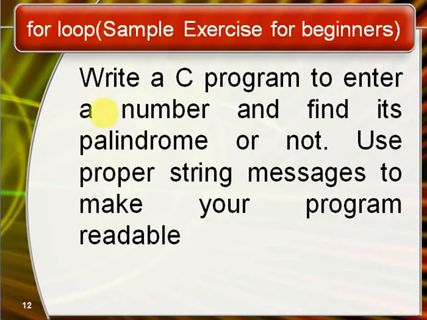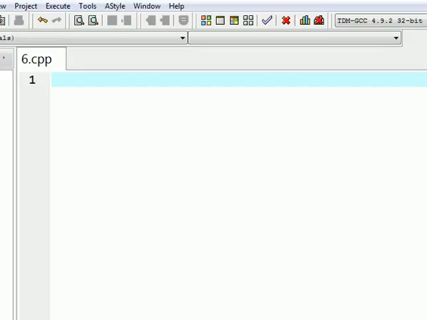The next sample program is: write a program to enter a number and find whether it is a palindrome or not. Use proper string messages to make your program readable. We know that a number is a palindrome if the given number and its reversal are same. Let us write it in an editor.